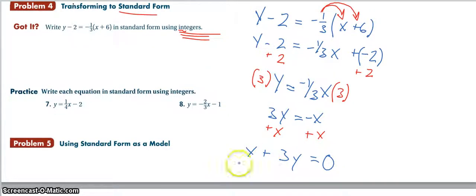Go ahead and try 7 and 8 to write those in standard form as well.